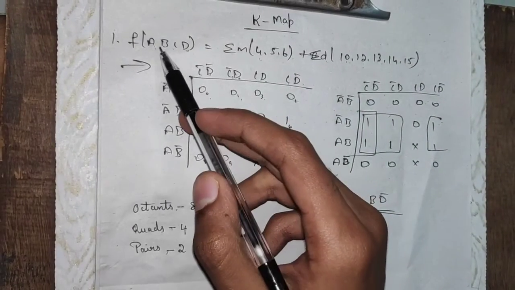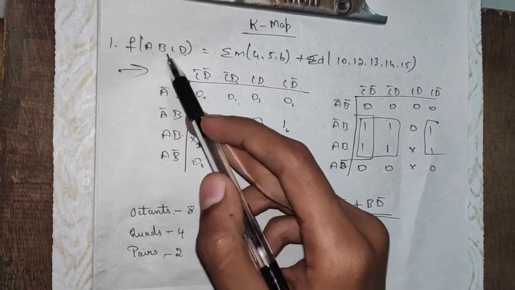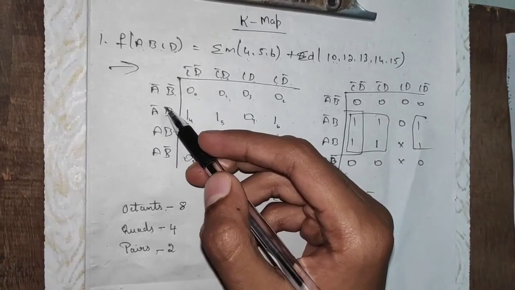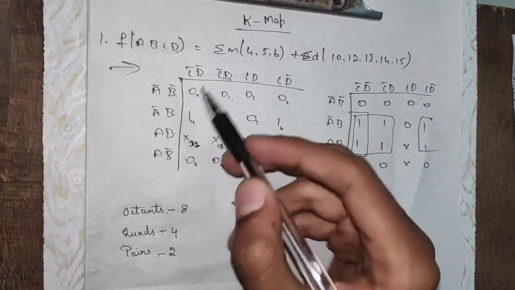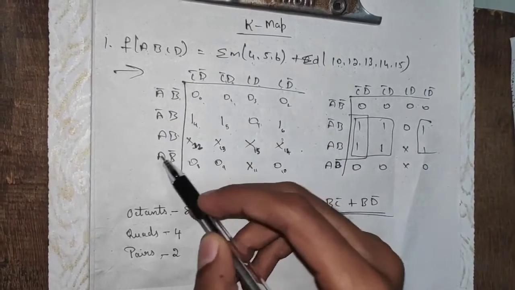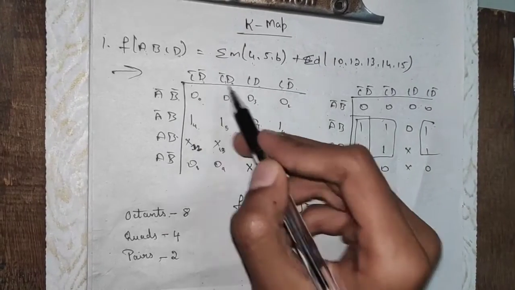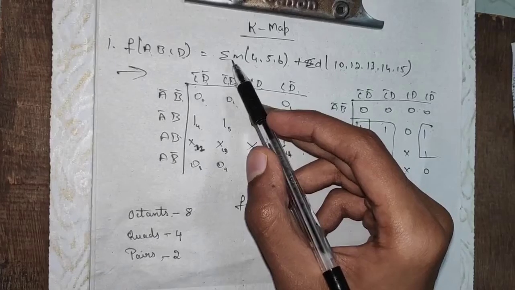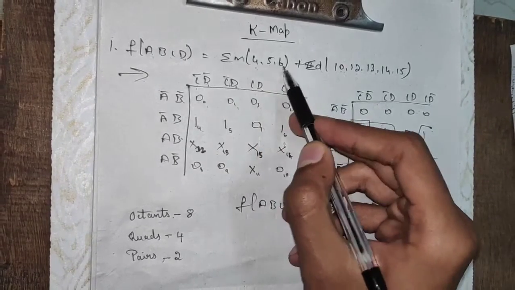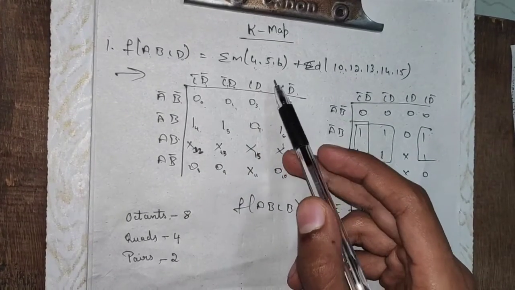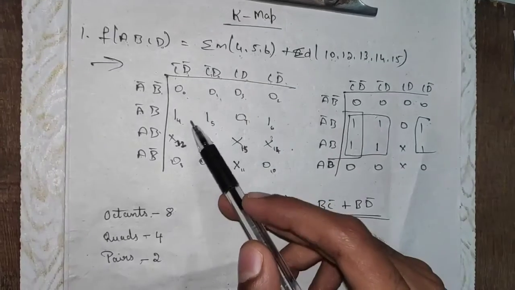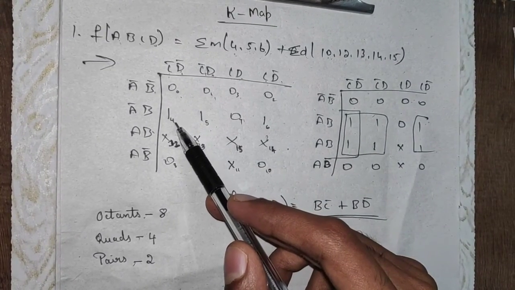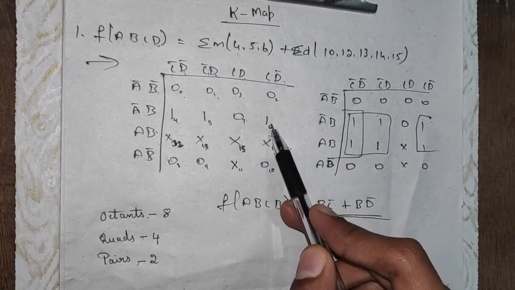So according to the question, we have 4 variables, namely A, B, C and D. So now the table is as follows. A bar B bar, A bar B, A B, A B bar. Also C bar D bar, C bar D, C D and C D bar. In the question we have summation m as 4, 5, 6. So we need to place ones in the place of 4, 5, 6 respectively. So now we can see that 4, 5, 6 are 1.